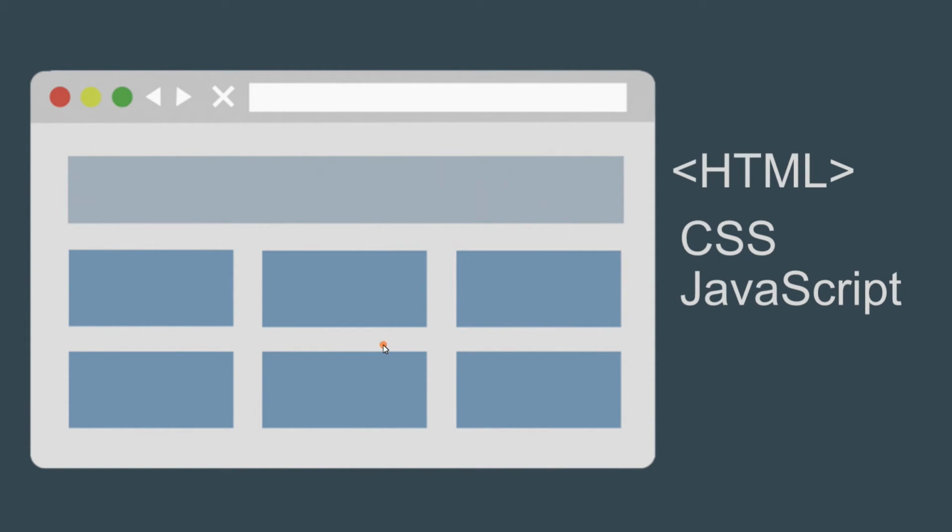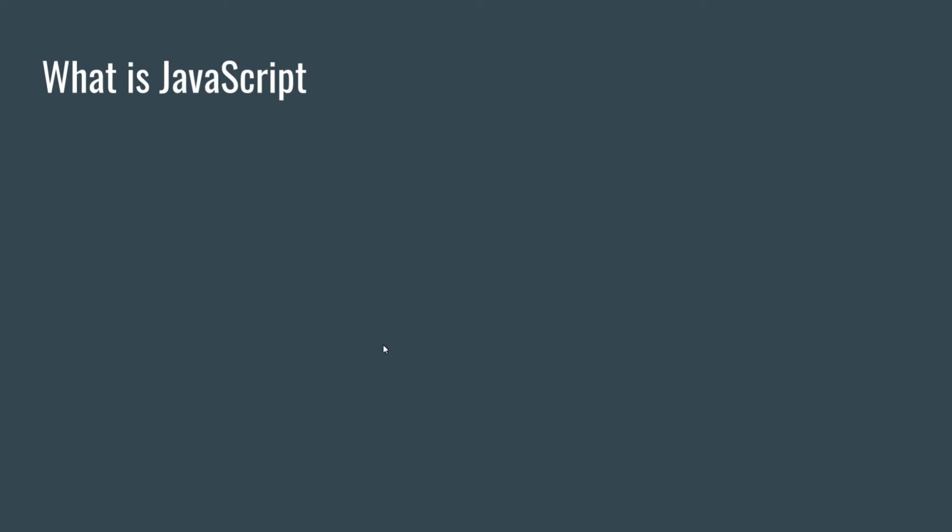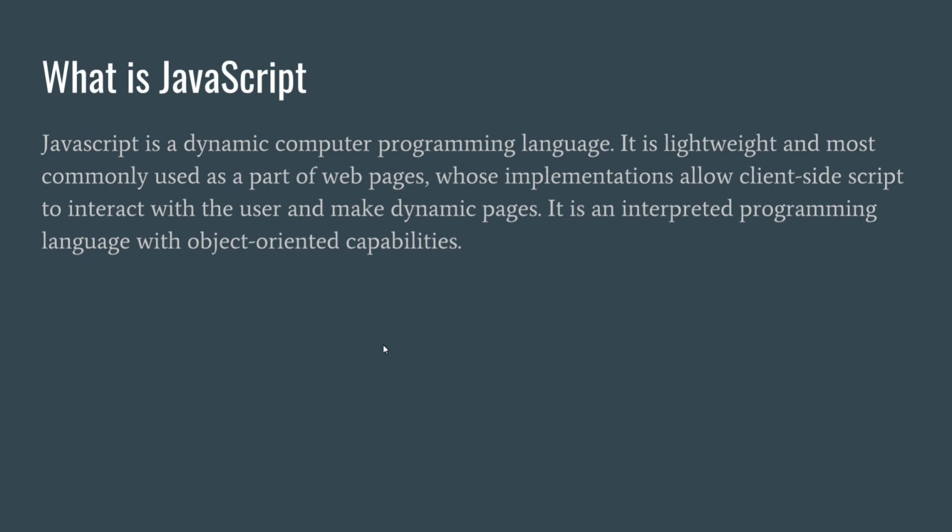JavaScript is a dynamic computer language. It is lightweight and most commonly used as a part of the web page, whose implementations allow client-side script to interact with the user to make dynamic pages. JavaScript has object-oriented capabilities as well.